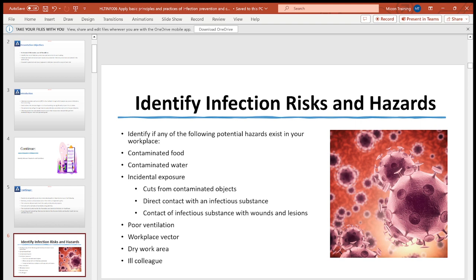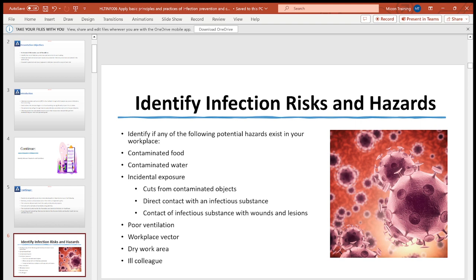Another form of risk in the healthcare industry is contaminated water. In our work area, do we have contaminated water? If we do, we should work in a way that we can eliminate this as well.